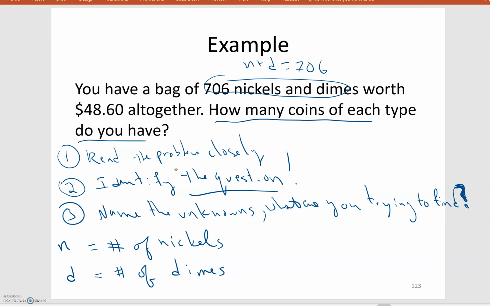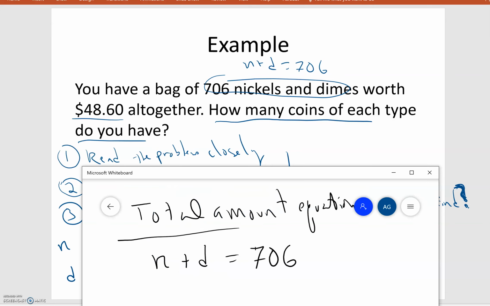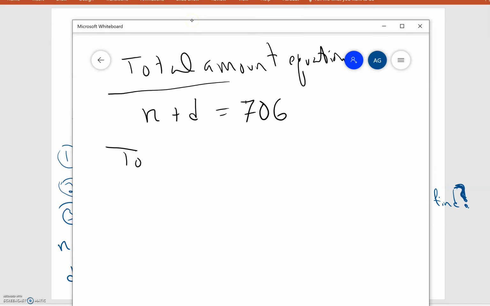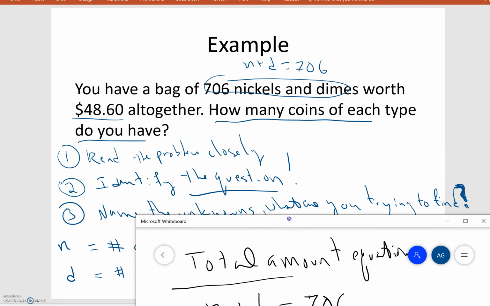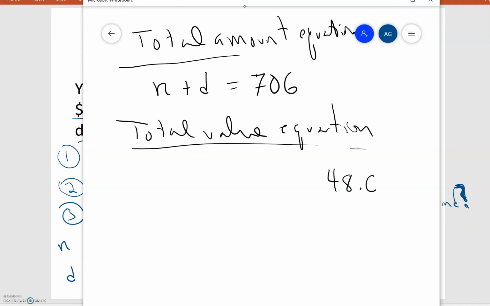Now the next thing is we have a value. We have to look through and find all the numbers and think about what those numbers relate to. This number relates to value, so we can also write a total value equation. The total value that I have is $48.60. If I write this in words, it's the nickel value plus the dime value.